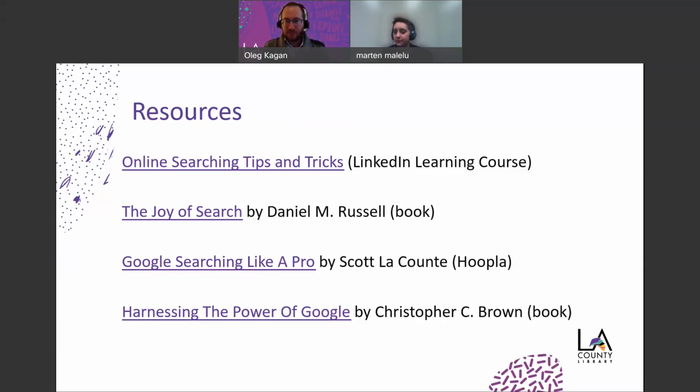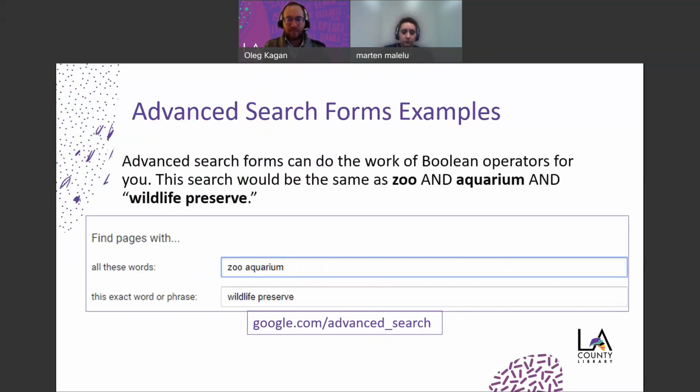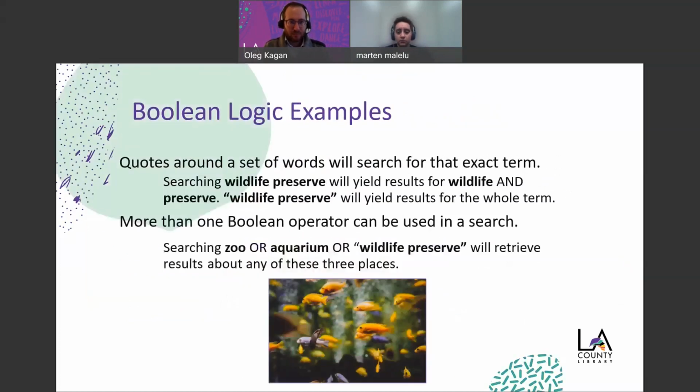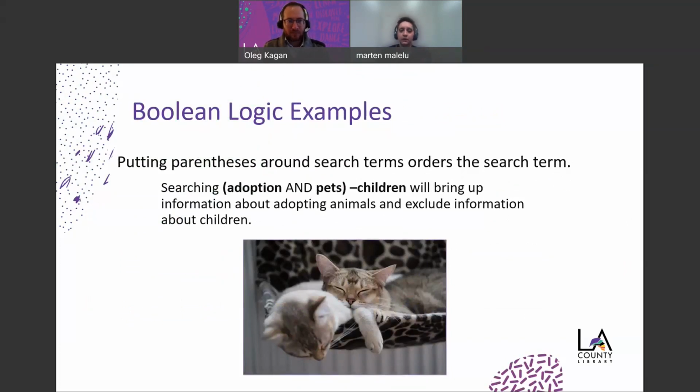So yeah, that's why the parentheses are going to help you keep stuff in order too. To an extent it does. There's no multiplying or dividing really, and there's no exponents. But it is going to read down the line. I used the example of parentheses. Let me bring that back up. So searching adoption and pets in parentheses is going to search for adoption and pets and then not children. So it's going to search for those two things together and not children.